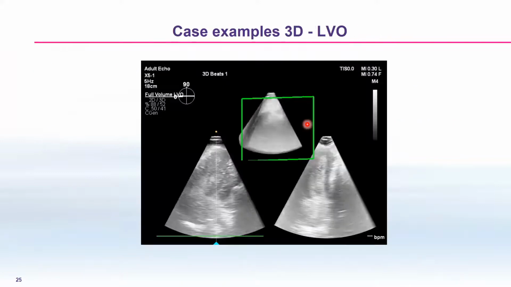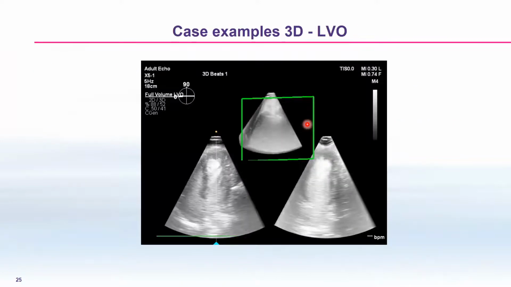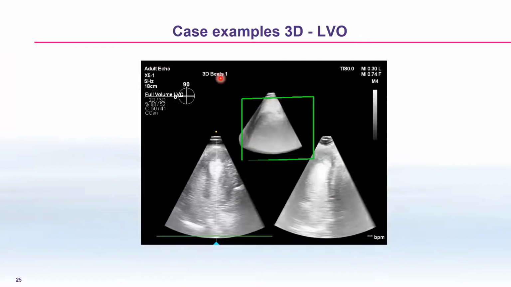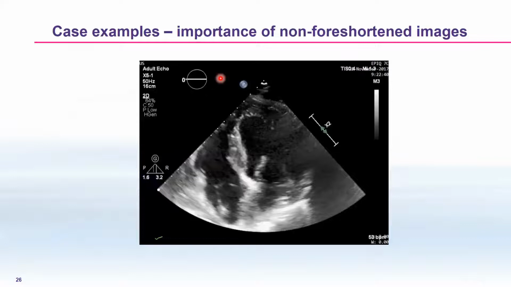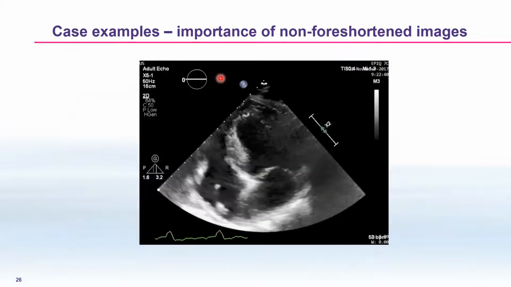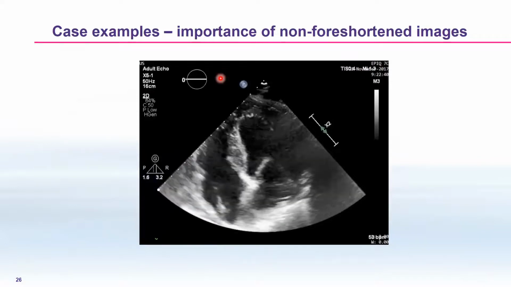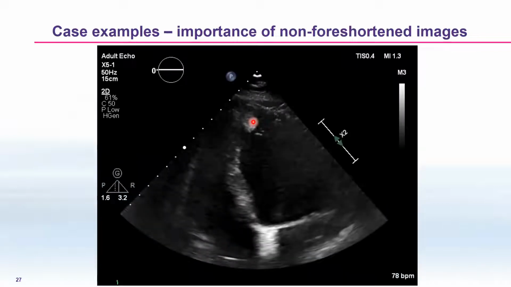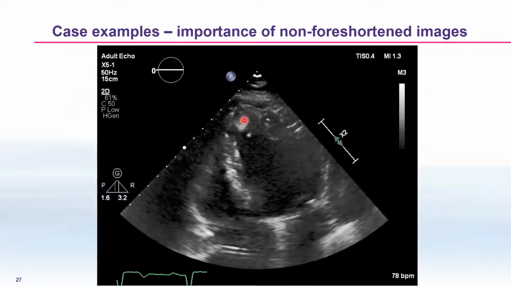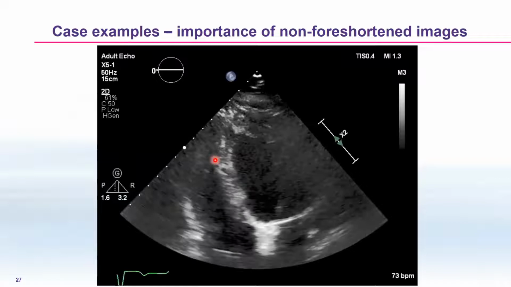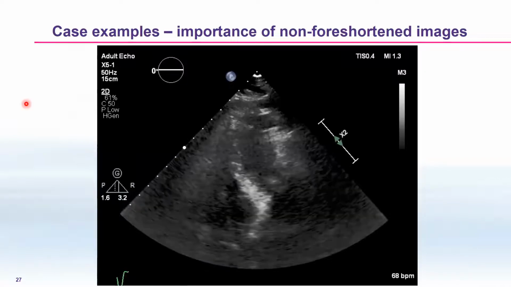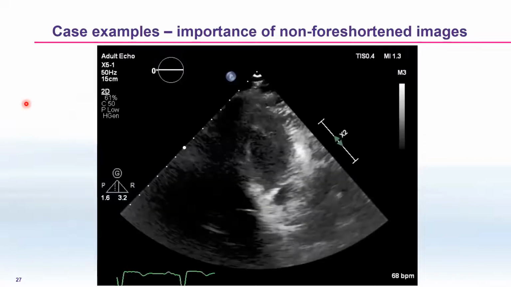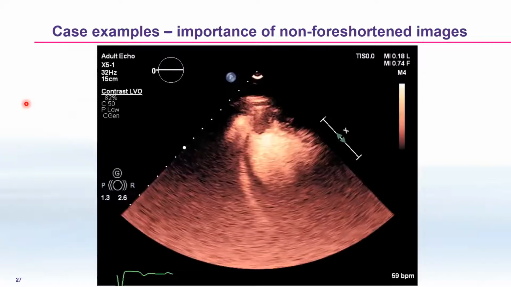This is how a 3D looks. You can acquire a few beats. Here we have acquired one beat. The image quality is very good, and you can do volumetry. And it's very important to have non-foreshortened images. This image is foreshortened, that you saw. Now take a look at the non-foreshortened image, and you see there is an apical thrombus and probably some thinning at the apex. And when the image is nice, and when you put some contrast, it even becomes nicer.